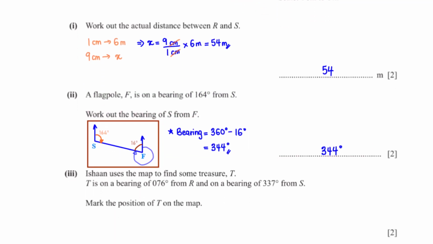Ishan uses the map to find some treasure T. T is on a bearing of 76 degrees from R and on a bearing of 337 degrees from S. Mark the position of T on the map.